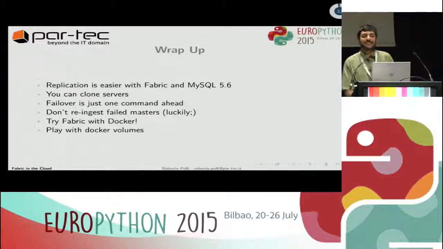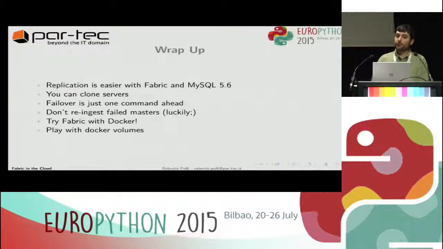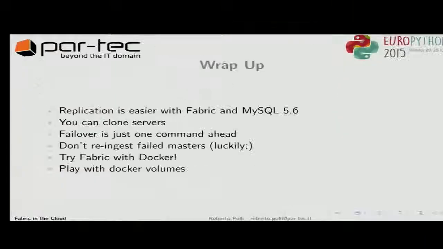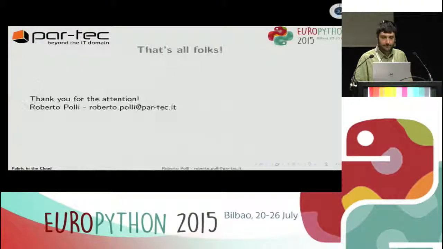So replication is easier with Fabric and MySQL. You can clone a server. Failover is just one command ahead. Don't reuse failed masters. If you have a master server that is broken, just take it and dump it. Don't reuse it, please. Try Fabric with Docker and play with Docker volumes. OK, I've been in a hurry, but time is a tyrant. That's all, folks. Thank you very much for your attention.